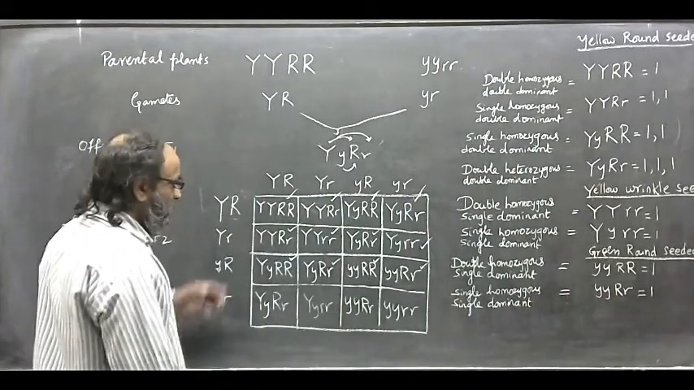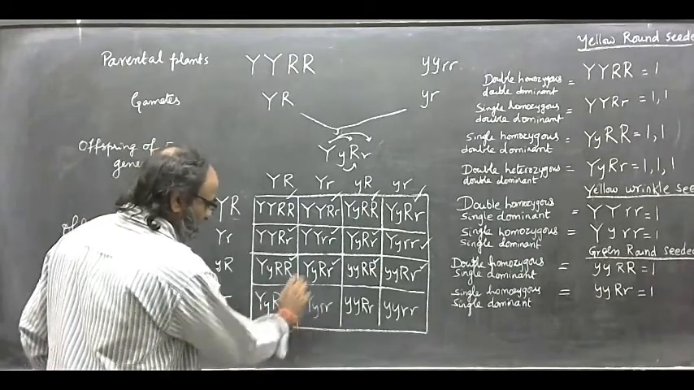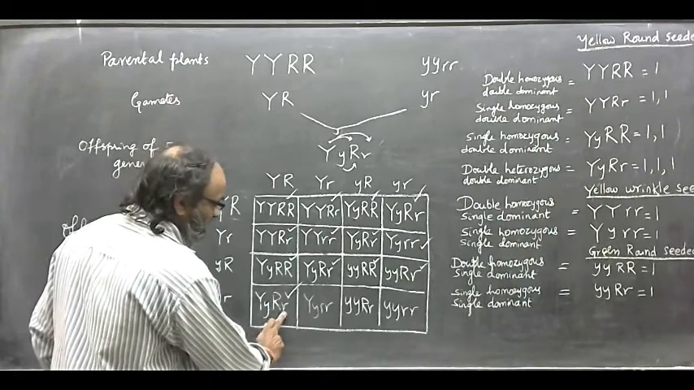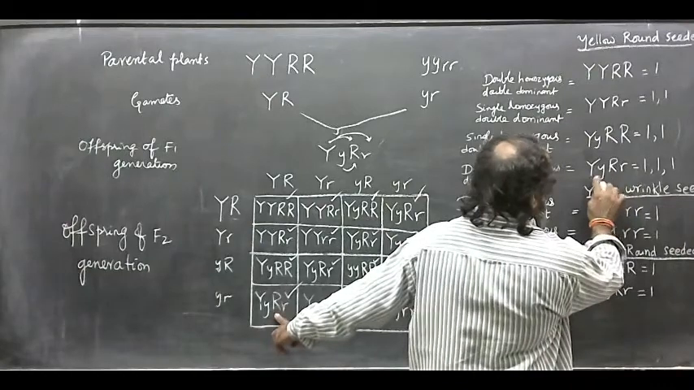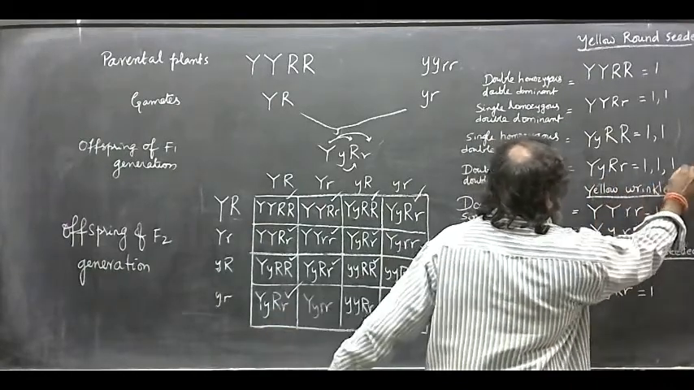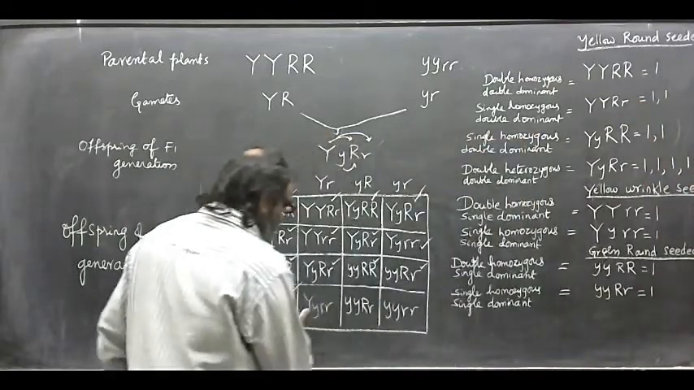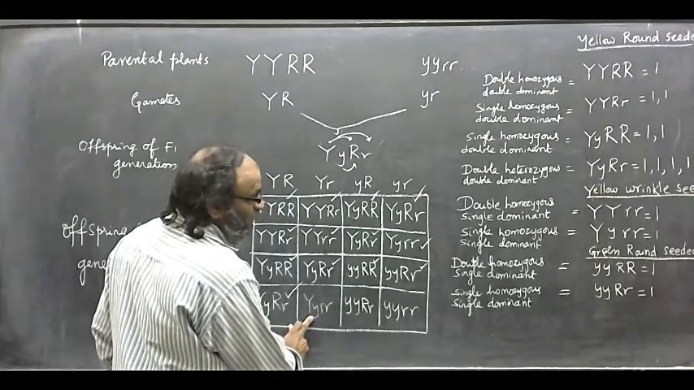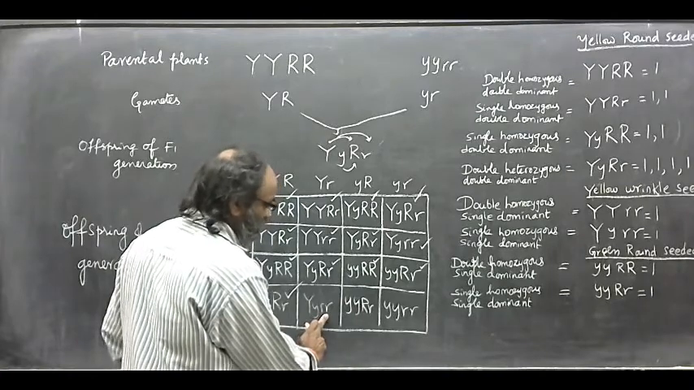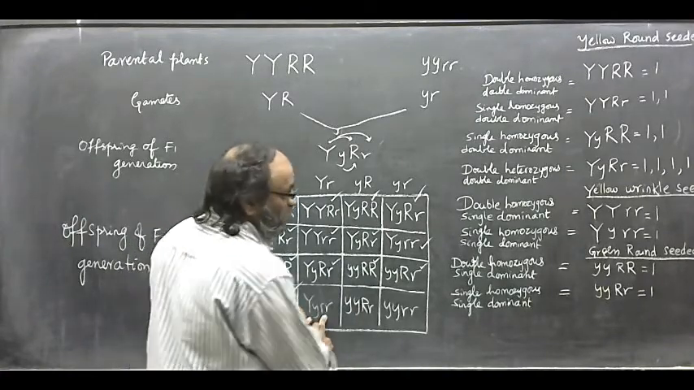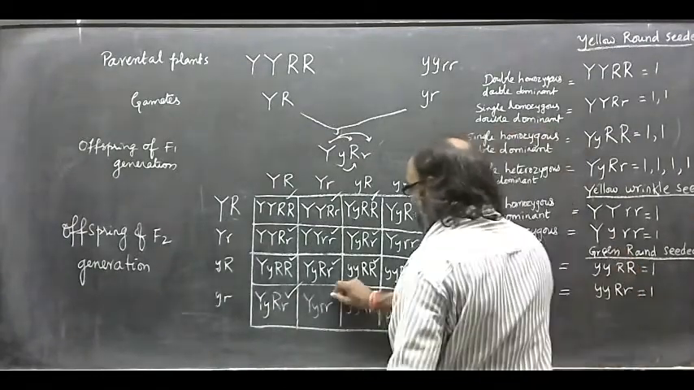Now analyze the last row. It is capital Y, capital R, small r. Such genetic makeup is seen here: capital Y, capital R, small r. Therefore, it is the fourth. Then next is capital Y, small r, small r. That means it is yellow wrinkled. Such a condition is seen here: capital Y, small r, small r.